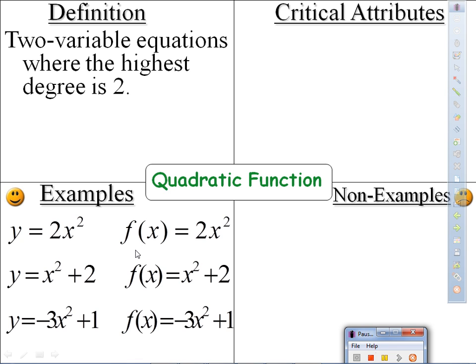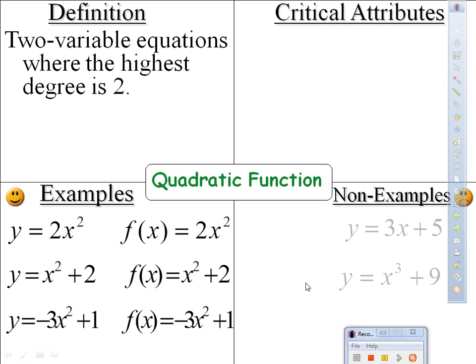Yeah. Let me show you some non-examples. You don't copy this. You're just paying attention. Here's some non-examples. y equals 3x plus 5 and y equals x cubed plus 9. So think about this. Why are these non-examples? Why are all these examples? Non-examples, examples, non-examples, examples. Okay, tell your neighbor why these are non-examples.